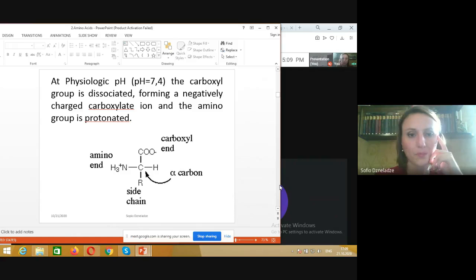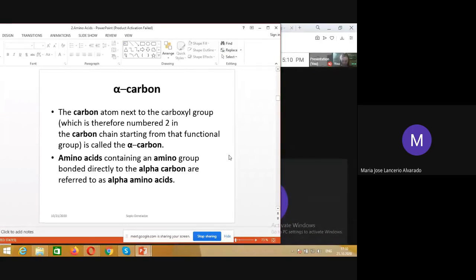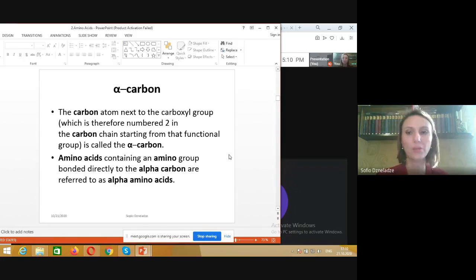Okay, and what is alpha carbon? The carbon atom next to the carboxyl group, which is therefore number 2 in the carbon chain starting from that functional group, is called the alpha carbon. Amino acids containing an amino group bonded directly to the alpha carbon are referred to as alpha amino acids. There are different types of amino acids, alpha, beta, etc., but in that case we are talking about the alpha amino acids.